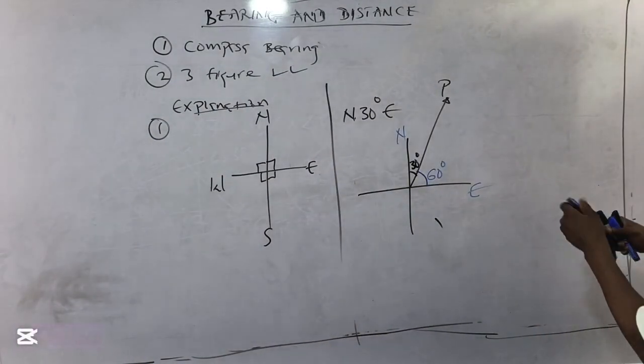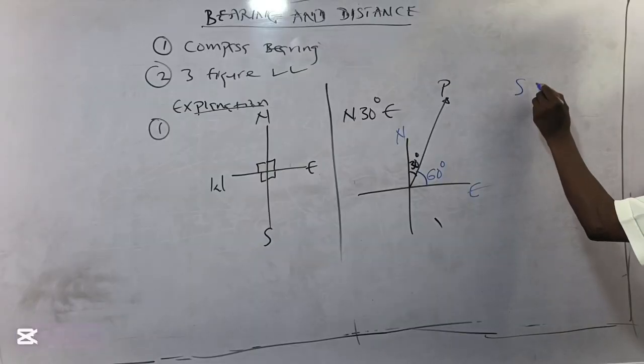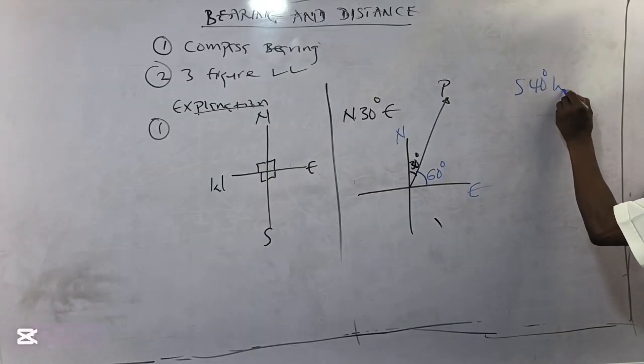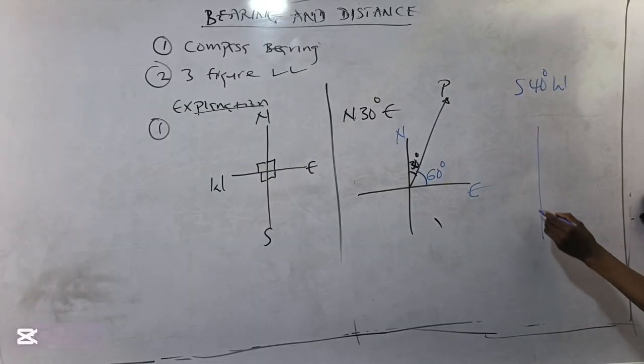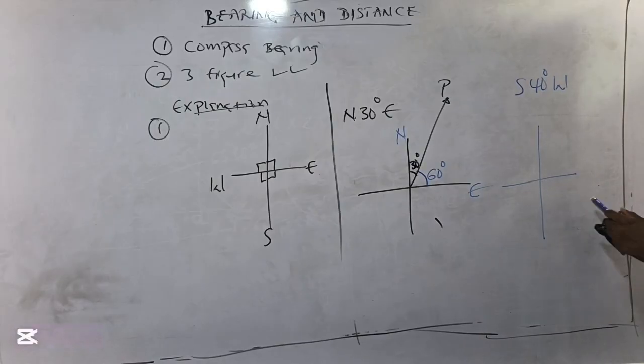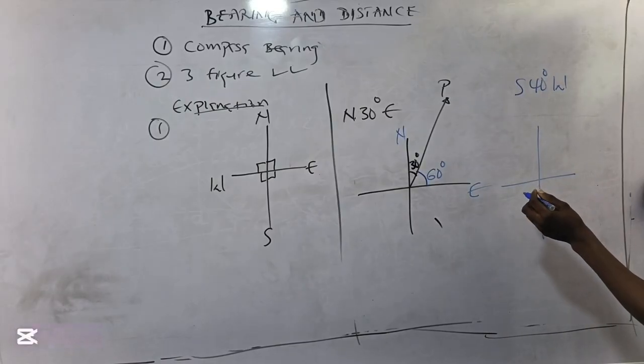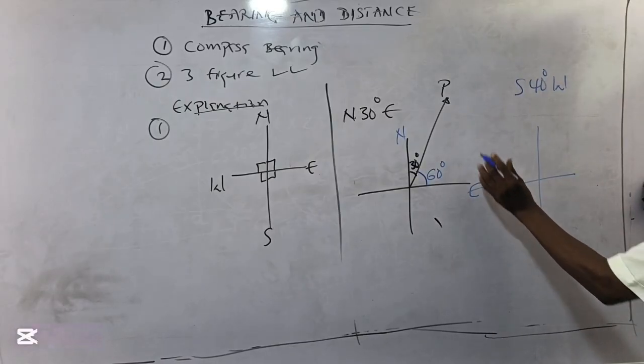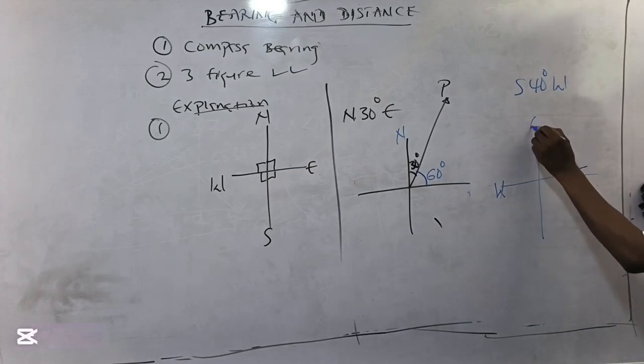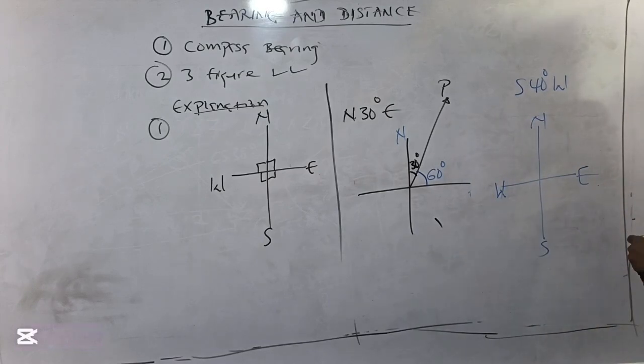Now, we can have another. Let's say we have south 40 degrees what? West. Now we have this. Remember, this is our west. This is east. This is north. And this is south.